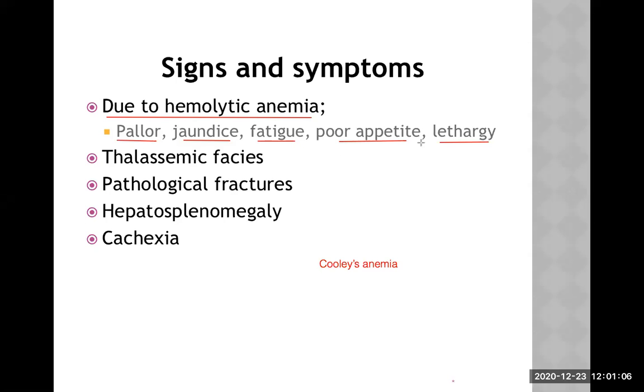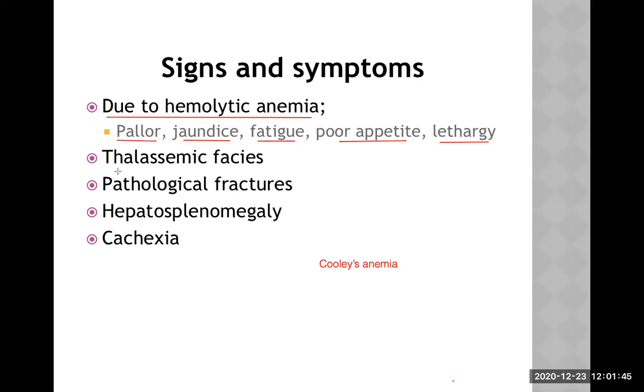Now, why does jaundice occur here? Any answer? Because there is excessive hemolysis. Exactly. You can simply say because of the hemolysis, your teacher will understand. Because of hemolysis, the heme component will form bilirubin, and hyperbilirubinemia leads to jaundice. This is unconjugated bilirubin. So this jaundice is not a very severe type of jaundice. The child just looks a bit yellow here.